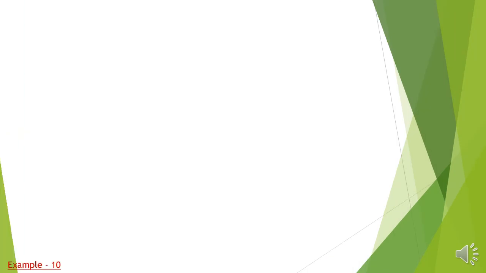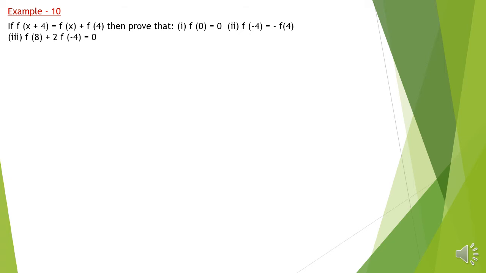Let's move forward. Example 10. Now this is another important question. Now I think from here we have stepped on to long questions. So our function is defined in a different way: f(x + 4) is equal to f(x) plus f(4). So let's start, and we have to find 3 results. One, f(0) equal to 0. Two, f(-4) is equal to minus f(4). And three, f(8) plus 2 f(-4) is equal to 0.